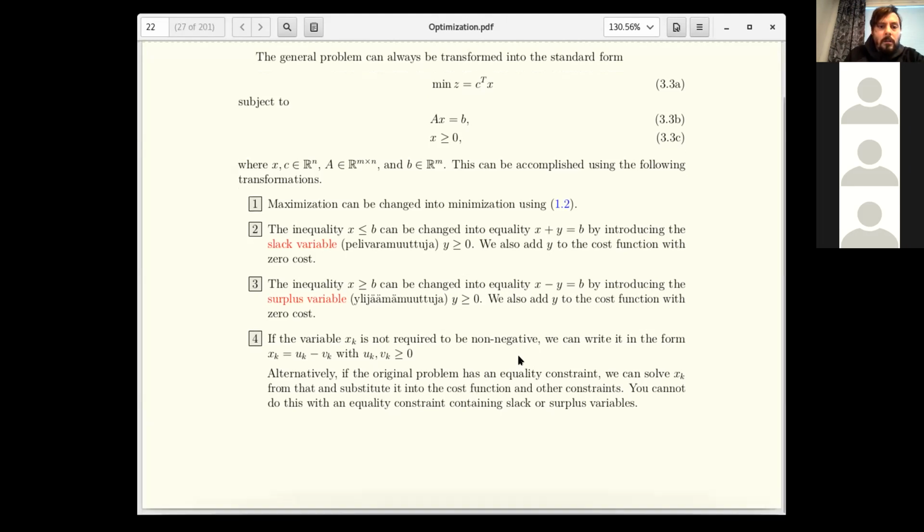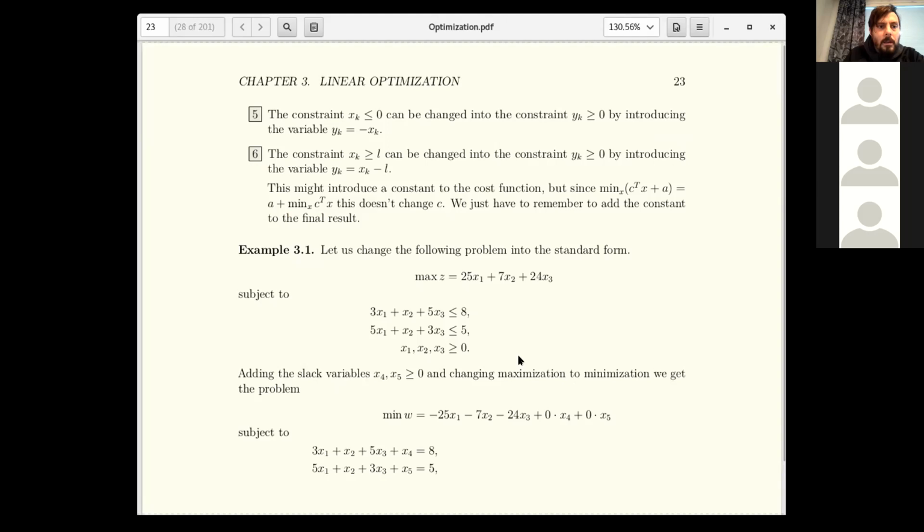Not going to go here to the alternative way. Whenever there's a constraint that stipulates a variable needs to be non-positive, we can just change this constraint into a new variable that is non-negative, and we replace all occurrences of xk with minus yk.